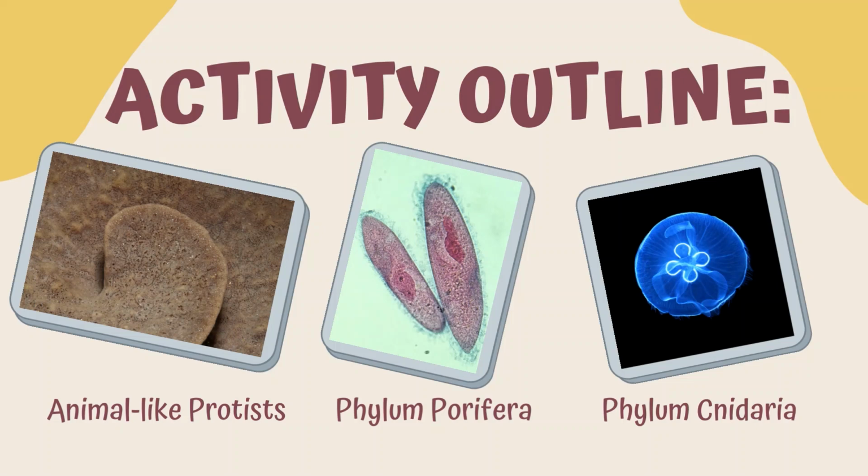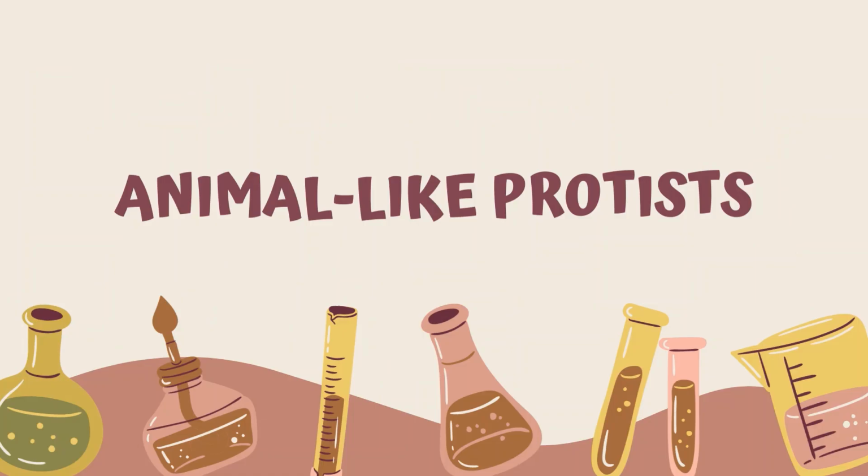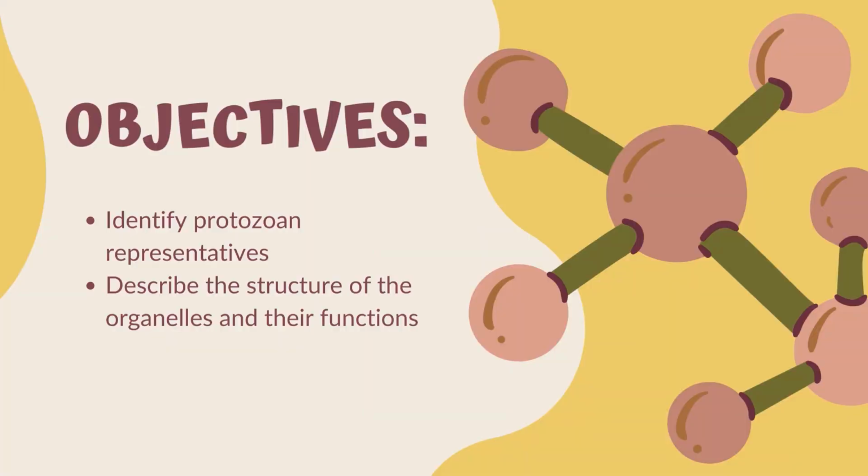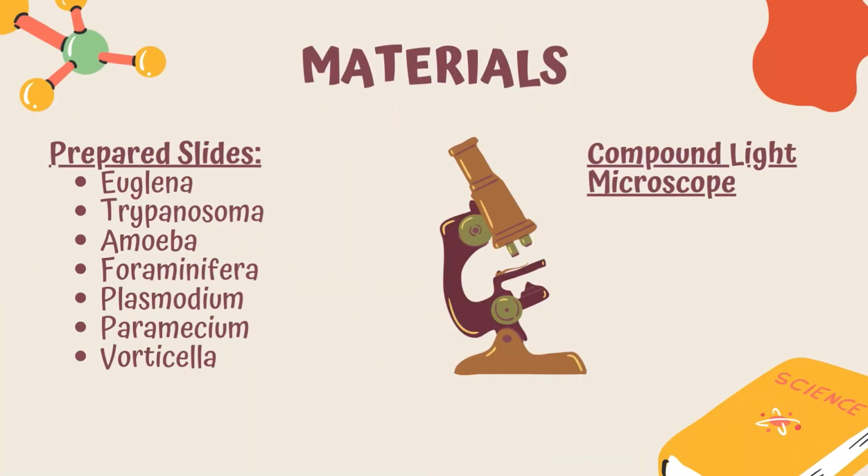This activity is separated into three groups: the animal-like protists, the phylum Porifera, and the phylum Cnidaria. Animal-like protists. Objectives: to identify the protozoan representatives and describe the structure of the organelles and their functions. Materials: prepared slides of Euglena, Trypanosoma, Amoeba, Foraminifera, Plasmodium, Paramecium, and Vorticella. The microscope used is a compound light microscope.